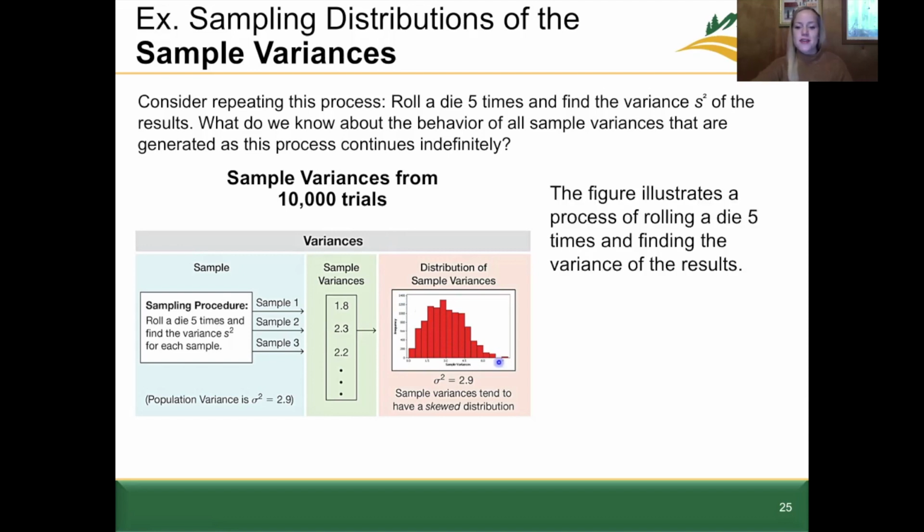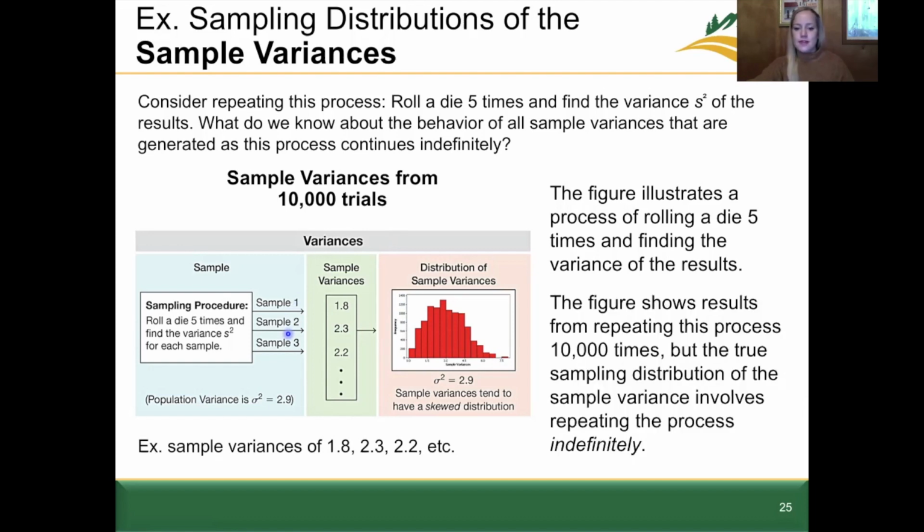So as mentioned, this figure illustrates the process of rolling a die 5 times and finding the variance of each of the results, or each of the samples. Examples of sample variances: 1.8, 2.3, 2.2, etc., for all the samples in your population. So this figure results from repeating this process 10,000 times. Really what the question is asking is that we repeat this indefinitely.